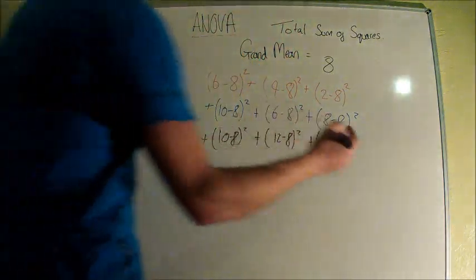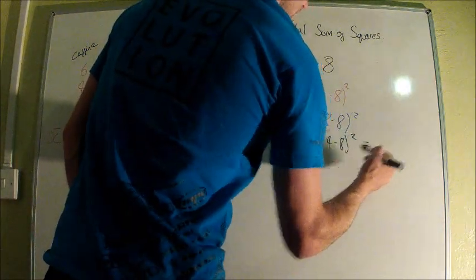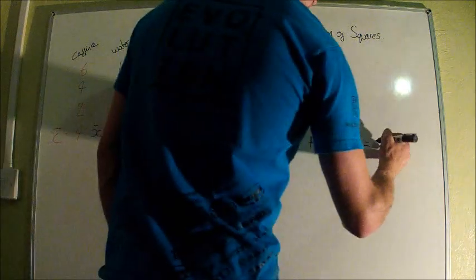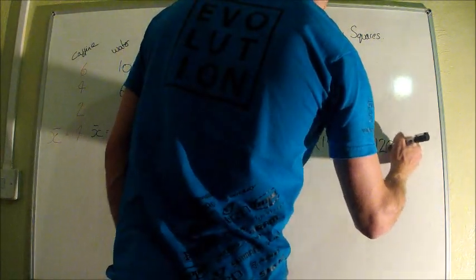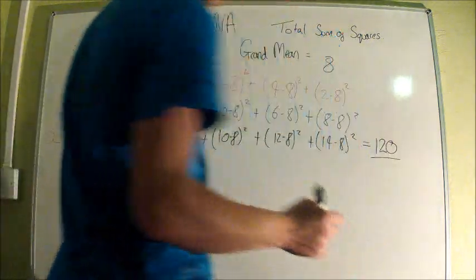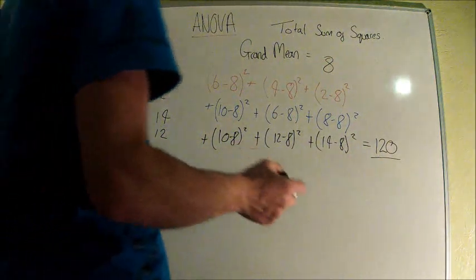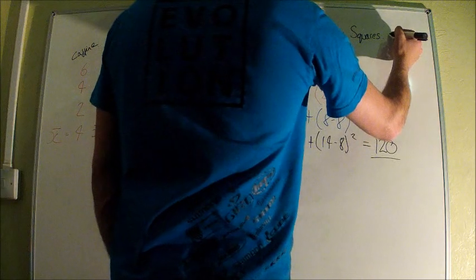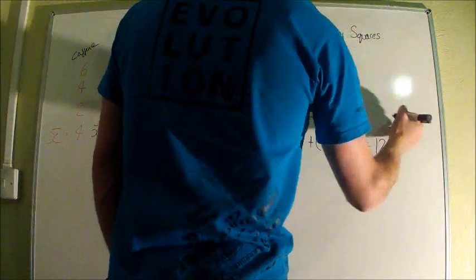Now if you add all of that up, it would equal 120. I'll let you do that with your calculators at home. So that is our total sum of squares. So our total variance in that data equals 120.